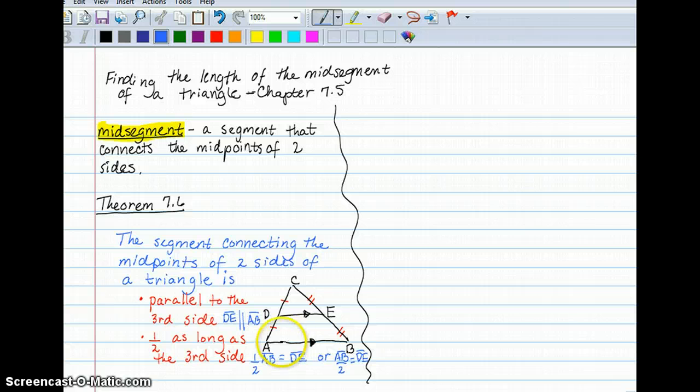You can tell that this is, in fact, the midsegment because AD is congruent to DC, and BE is congruent to EC, which means that segment DE is, in fact, hitting the midpoints right here, the midpoints of both of them.